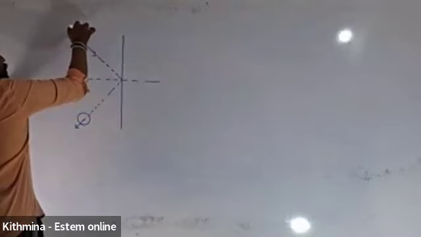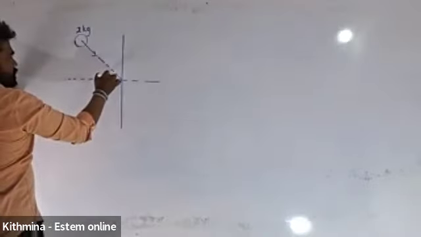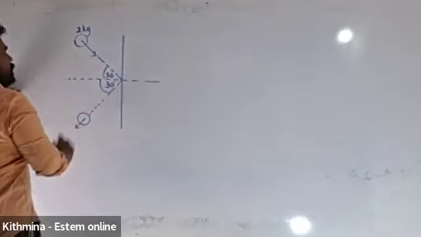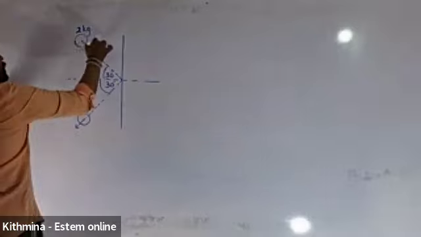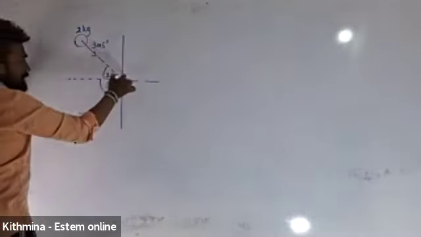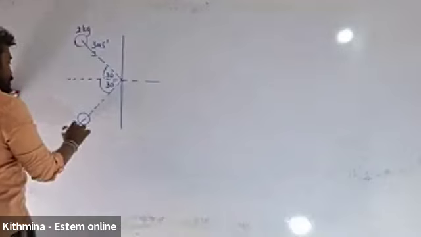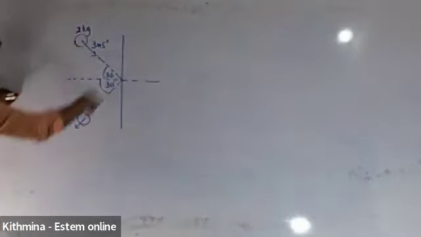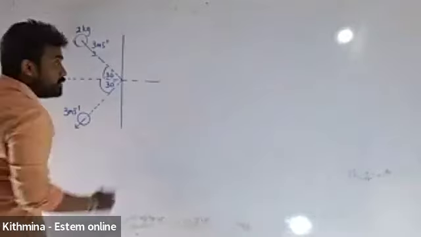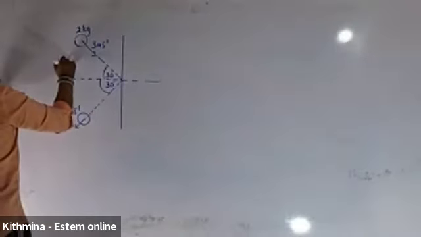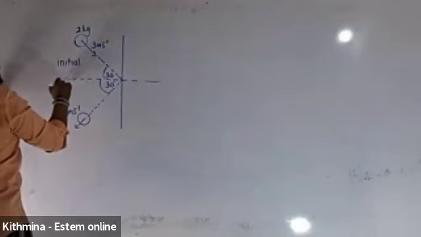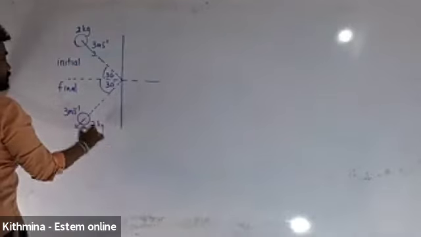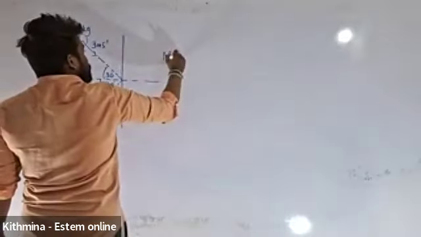2 kilograms, and this is 30 degrees. It comes with 3 m/s and collides with this hand. It goes off in this direction at 3 m/s. We know this is the initial condition and this is the final state. Mass is 2 kilograms. So find the momentum change.